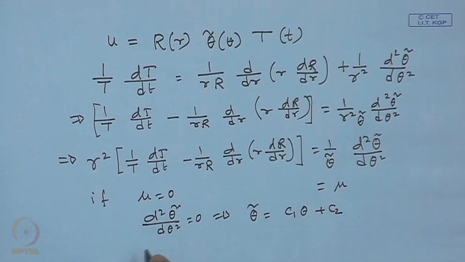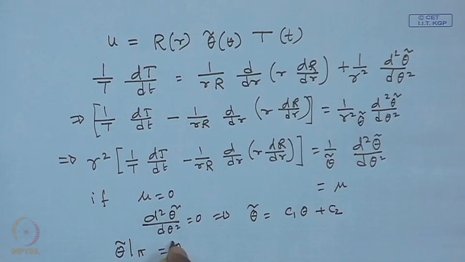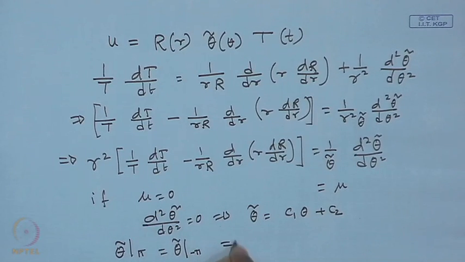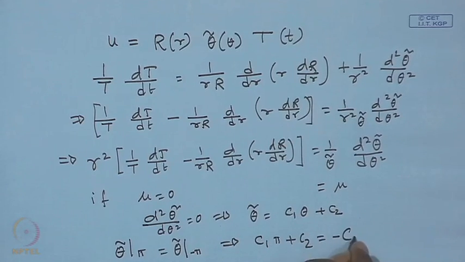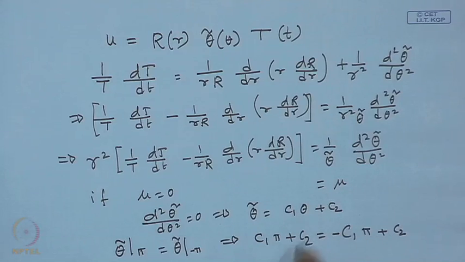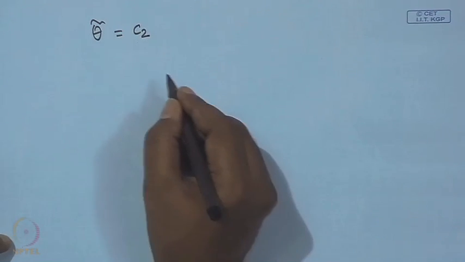Now, if we use the boundary condition that theta hat at pi should be equal to theta hat at minus pi, then what you will be getting is c 1 pi plus c 2 is equal to minus c 1 pi plus c 2, and c 2 will be cancelling out. So, pi is not equal to 0, so what you will be getting is c 1 is equal to 0. So, that leads to the solution of theta hat, which will be giving you c 2, a constant.